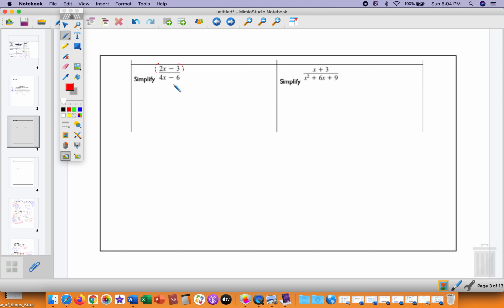In the denominator, 4 and 6 are both divisible by 2. So in the denominator, we can take out a 2, and then we're left with 2x minus 3. In the numerator, we had 2x minus 3. 2x minus 3 factors out in top and bottom. So in the denominator, you have a 2, and in the numerator, we're going to put a 1, so 1/2.